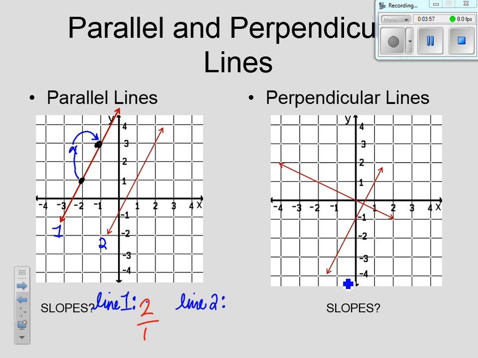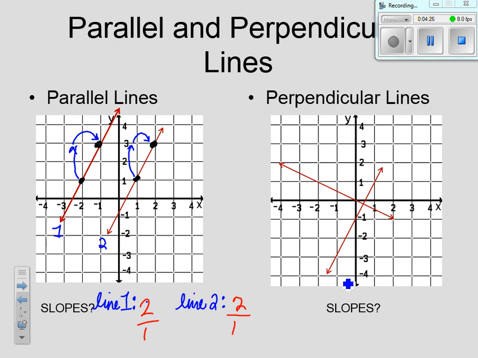Now let's look at the slope of line 2. I find 2 points again, nice coordinates. And then I look at the counting as well. How many times do we go up? We go up twice, and we run over once. So again, that slope is 2 over 1. As you can see, the slopes are the same. Therefore, they're parallel lines. They will never intersect or cross.